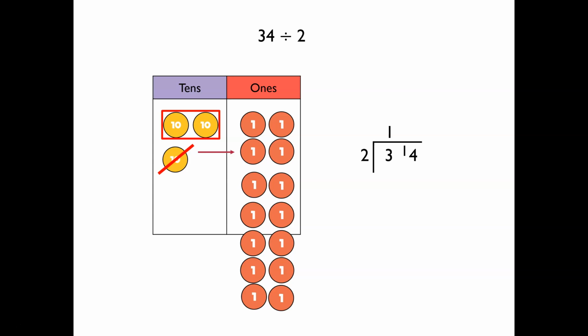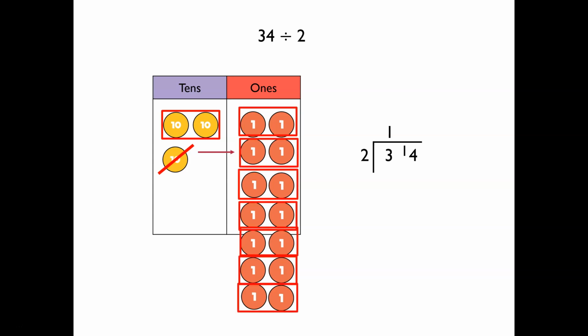We continue as before, dividing the ones by asking ourselves how many groups of 2 can be made from 14 ones. Well, let's see. 1, 2, 3, 4, 5, 6, 7. We record this in the formal method above the ones digit, 7. Our answer to 34 divided by 2 is 17. The fancy mathematical name for the answer to a division calculation is quotient. The quotient of 34 and 2 is 17.